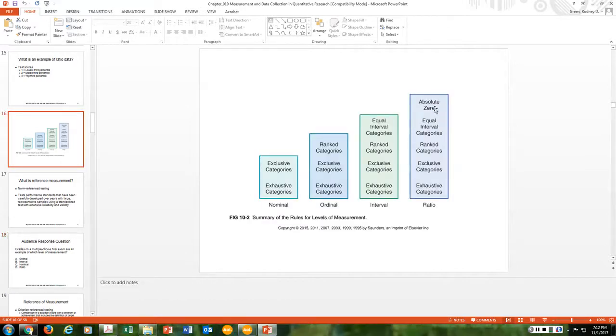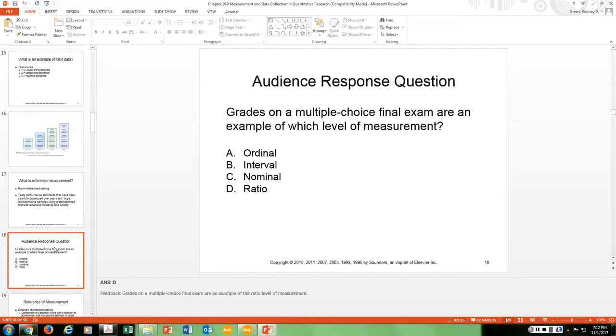Let's go back. Ratio. Is there an absolute zero? Yes. Equal interval categories? Yes. Ranked categories? Yes. Exclusive categories? Yes. Exhaustive categories? Yes. Okay.